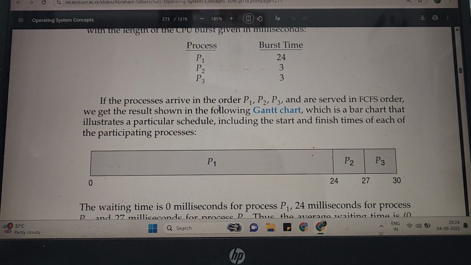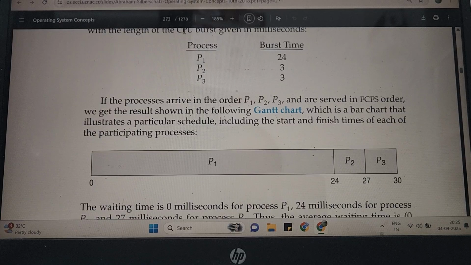Turnaround time, as we saw, is the time taken from the time the process enters your queue till the time it has been completed. So P1 entered the queue at time 0, it got completed at 24. So the turnaround time for P1 is 24 units. P2 entered the queue at 0 and it got completed at 27. So 27 units is the turnaround time for P2. For P3, it entered the queue at time 0, got completed at 30, so it is 30 milliseconds. Again, your average would be 24 plus 27 plus 30 whole divided by 3. You can do the math.